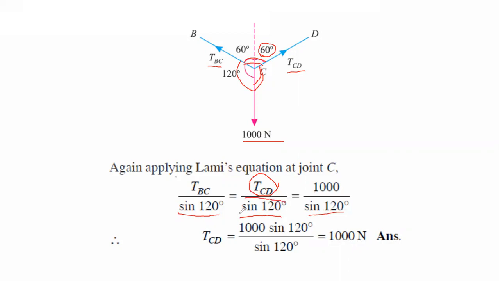Now let us take this term to this side. It is multiplied with sine 120, and as this is sine 120 and this is sine 120, they get cancelled. The remaining term is 1000, so your answer will be 1000 Newton. The tension in the string CD is 1000 Newton. In this way we are easily finding the tensions in the string by using Lami's theorem.